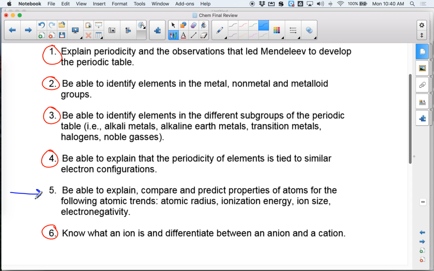For number 5, it's good to have an overall idea, it will help your understanding of the rest of this stuff if you have an overall idea of atomic radius, ionization energy, ion size, and electronegativity. It's not like we're saying you don't need to know that information at all. But I will not have any specific questions where I say, which one of these ions is bigger or which one has a higher ionization energy. So that's why I put an arrow next to it. You won't see a specific question about that, but when you're studying, I wouldn't completely skip over it.